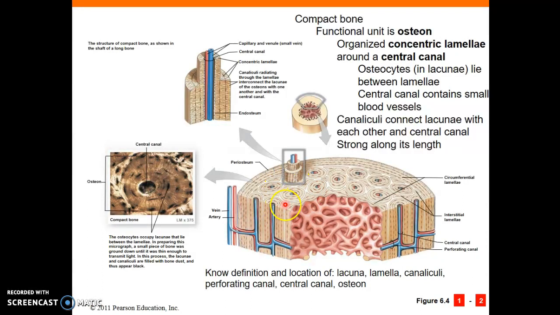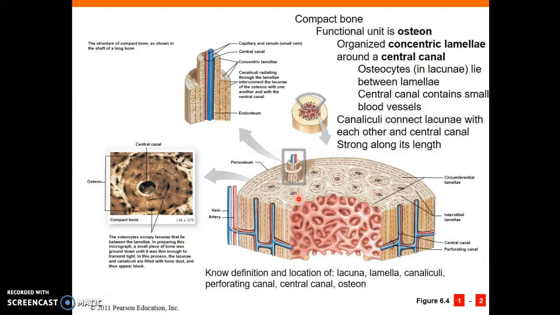In the osteon, the osteocytes live in little bony caves called lacunae, because remember, the bone is solid, and how can a living thing live in that solid? Well, there must be a space for it. So that space is the lacunae. And each lacunae is connected to other lacunae by these extensions called canaliculi.